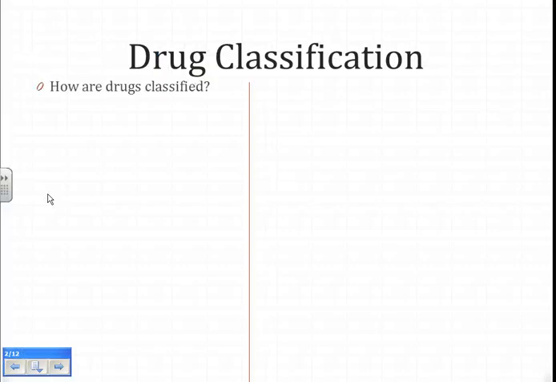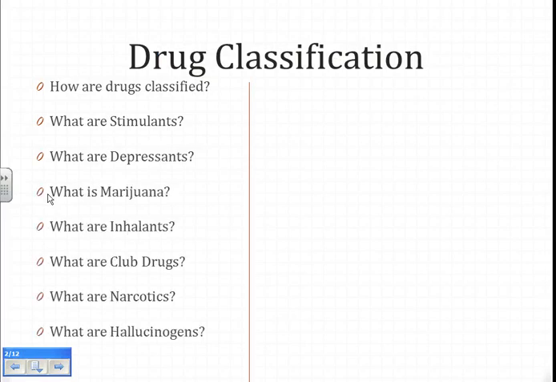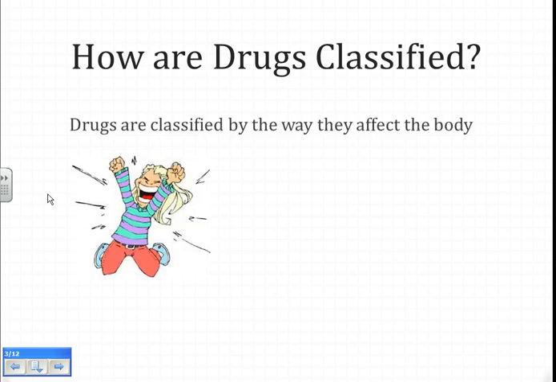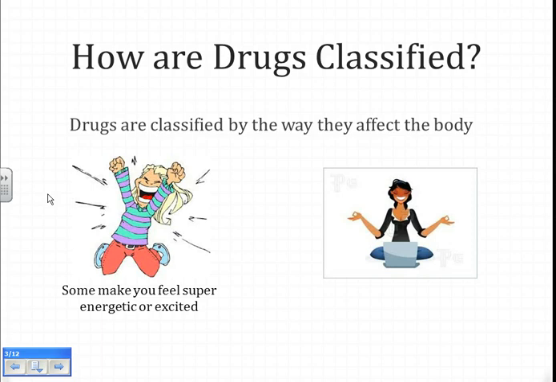Tonight we're going to focus on how drugs are classified. We'll look specifically at 7 different drug classifications and how they affect the body. Please press pause now to set up your Cornell notes as shown on the screen. Drugs are classified by the way they affect the body. Some drugs will rev up the user, making them feel energetic or excited, and some drugs will have the opposite effect, where they will make the user feel super calm or relaxed.